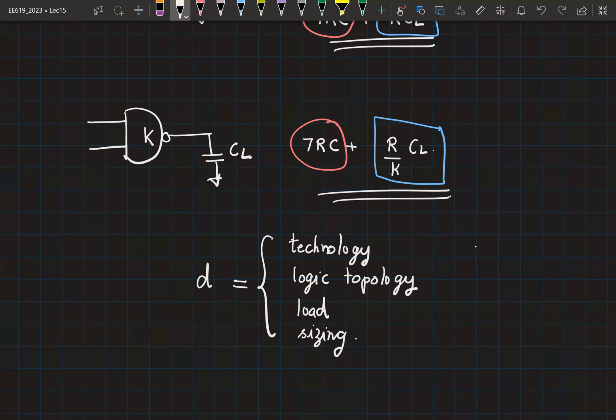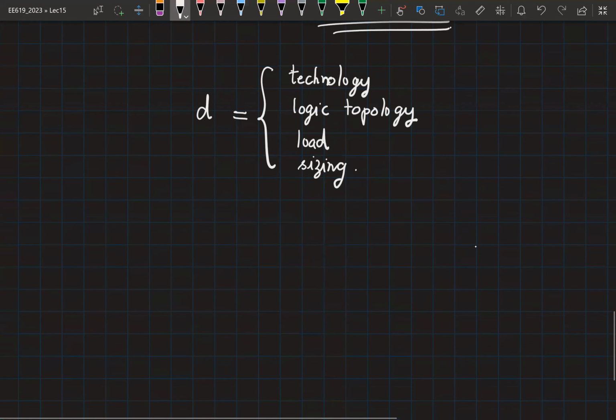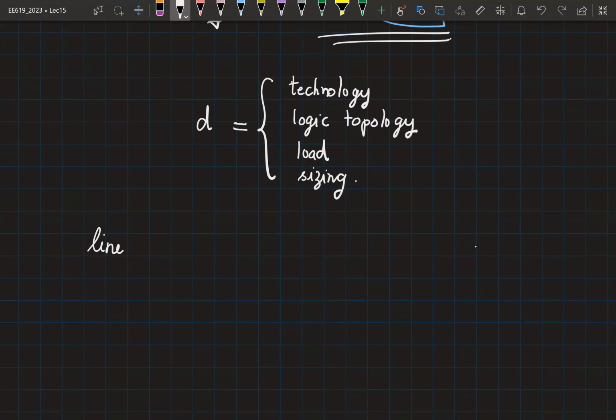So we were in need of a simpler delay model that would be able to separate out all these dependencies. And then we talked about how two groups independently came up with the same method for delay calculation. So this method is so intuitive that two groups were able to come up with it independently. And this model is called the linear delay model.